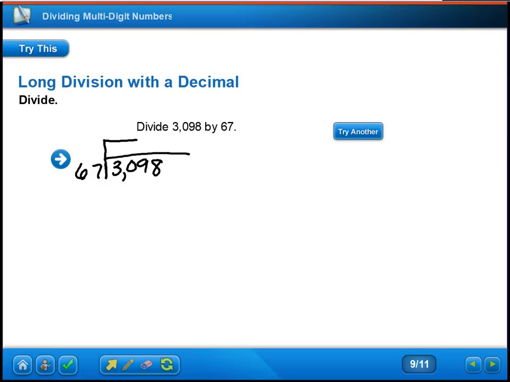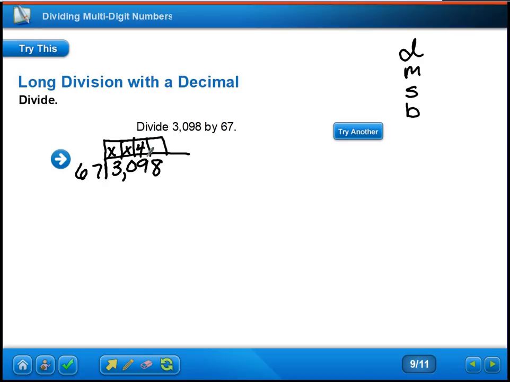I'm still going to give everybody a chair, and I'm still going to do my steps. So I know 67 can't go into 3 or 30, but it can go into 309. And for the sake of time, I'm just going to go through with the numbers that I know, and I know that it goes in 4 times.